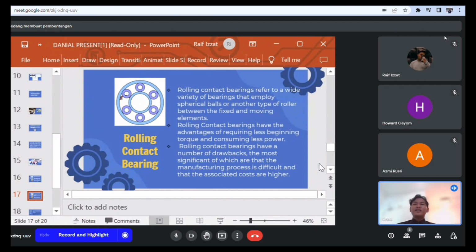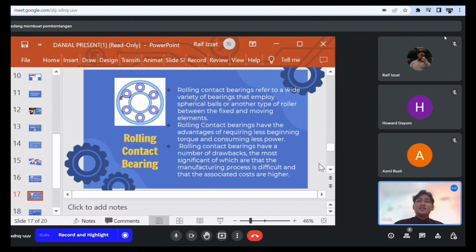I will talk about rolling contact bearings. Rolling contact bearing refers to a wide variety of bearings that employ physical balls or another type, rollers, between the fixed and moving element. Rolling contact bearings have the advantage of requiring less starting torque and consuming less power. But the disadvantage of rolling contact bearings, the most significant of which is that the manufacturing process is difficult and the associated cost is higher.